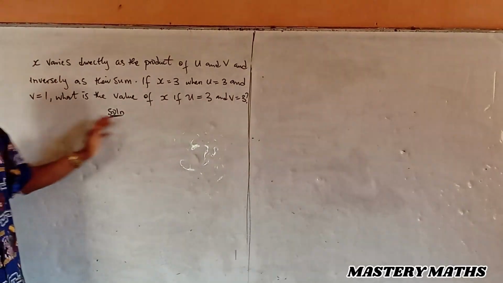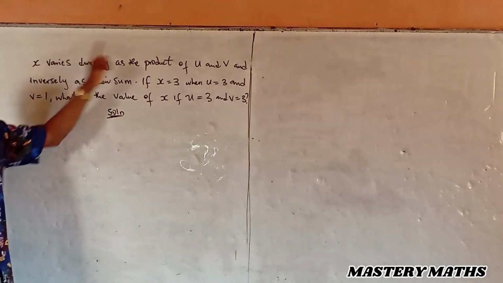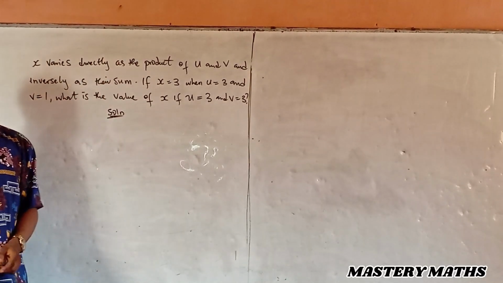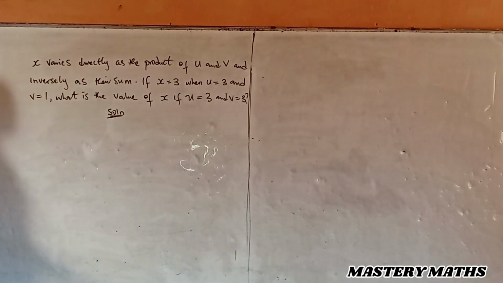Now, you see this is an expression on the board. This expression on the board, we're going to convert to an equation. Get it into an equation. How do we do it?